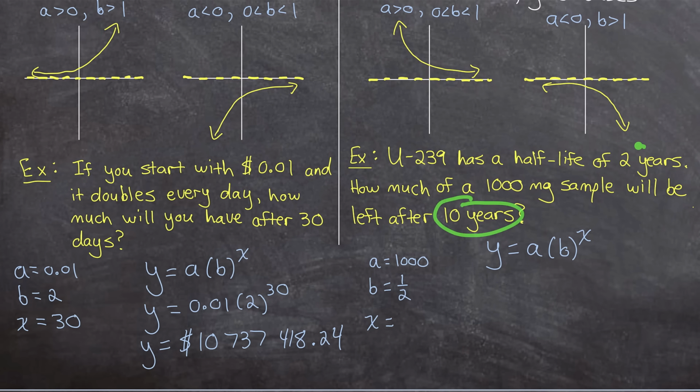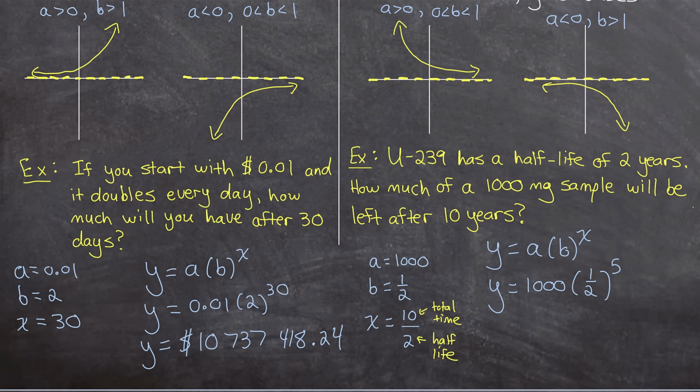If it gets cut in half once every 2 years, we can do a little calculation. We can do the total amount of time and divide that by the half-life of the sample, which is 2. And of course, 10 divided by 2 is 5. I'll write the simplified version when I write my equation. That means this 1,000 milligram sample is going to be multiplied by a half 5 times. And when you do that, you'll be left with 31.25 milligrams of uranium.